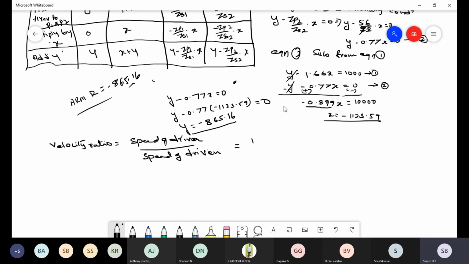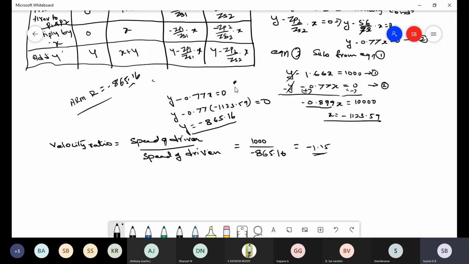What is the speed of the driving shaft? S1 speed is 1000, divided by the R_M speed. R_M is connected to the output shaft. Its speed, already found, is minus 865.16. So the value is minus 1.15. This is the velocity ratio of the given gear train.